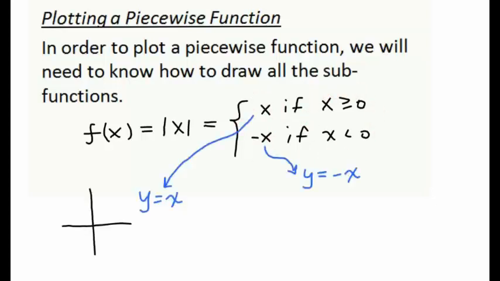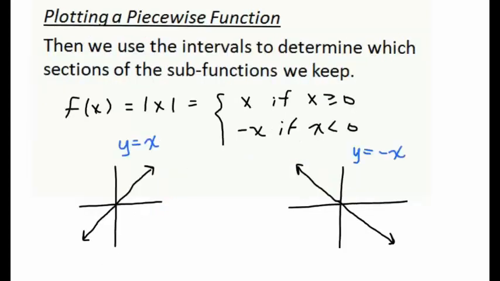Our first subfunction is y is equal to x. Now this is a line that passes through the origin and has a slope of 1. y equals x looks something like this. Our second subfunction is y equals negative x. Again, this is a line that passes through the origin, but now has a slope of negative 1, so our picture looks something like this. So that's your first step: to get a good idea of what your subfunctions look like.